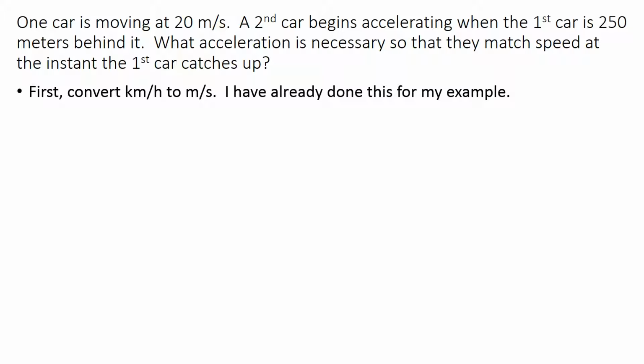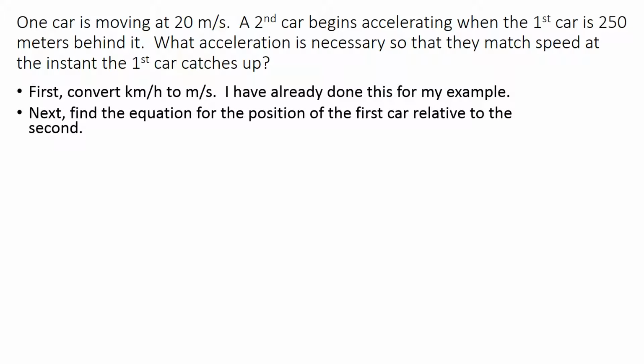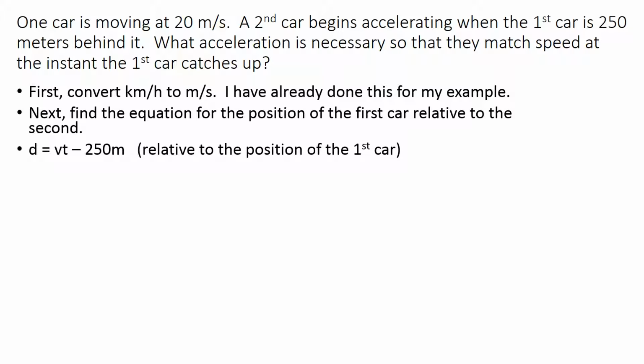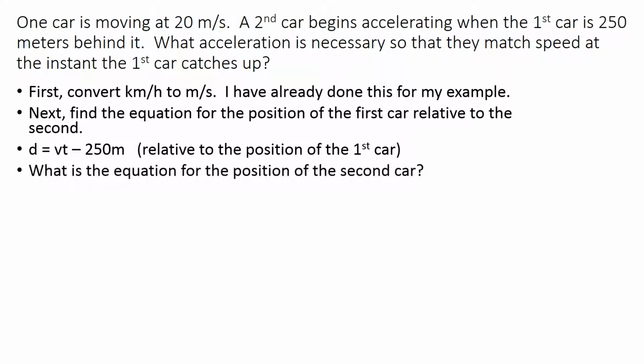That's a simple calculation. Next, what is the equation for the position of the first car compared to the second? Well, the position of the first car is moving at constant velocity, so distance is just equal to velocity times time. Subtract out the 250 meters because it's behind the first car by that much at the very beginning. So what's the equation for the position of the second car?